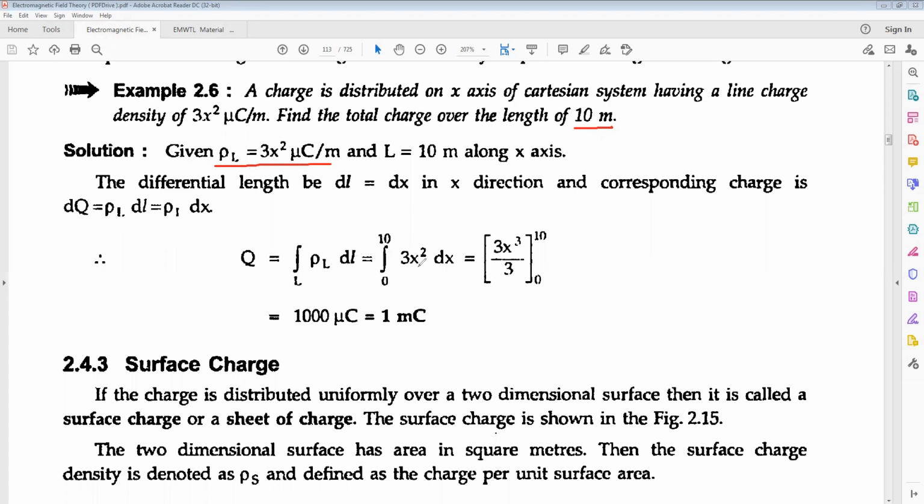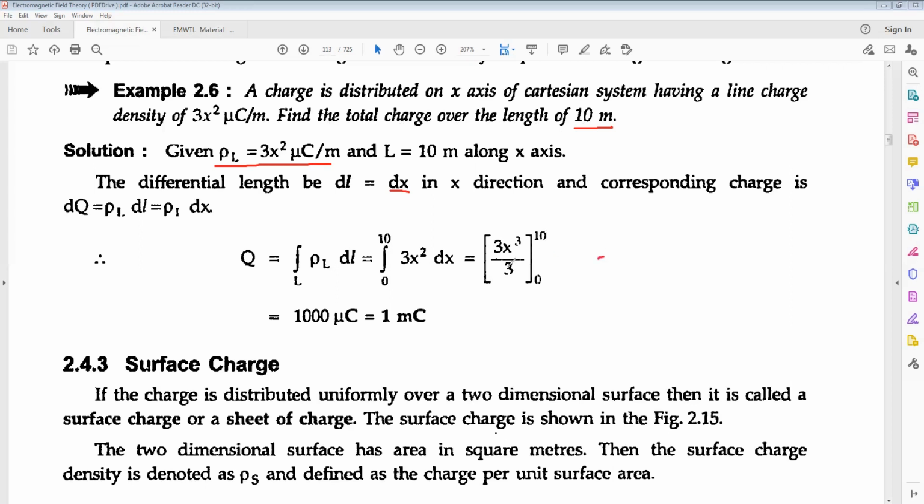What is the rho L given? 3x square, with a micro there. You can keep that for the final. The dl is in the x direction, dx. Q is equal to the integral from 0 to 10 of 3x square into dx. The integral of 3x square is 3x cube by 3. The limits are for the total charge over the length of 10 meters, so it starts from 0 to 10. Lower limit is 0, upper limit is 10.